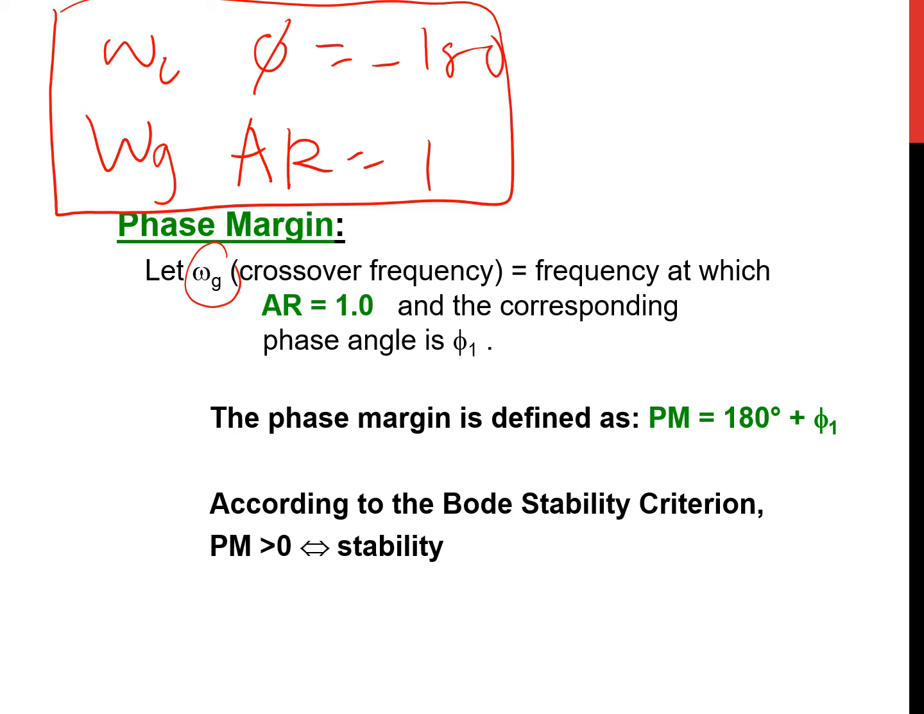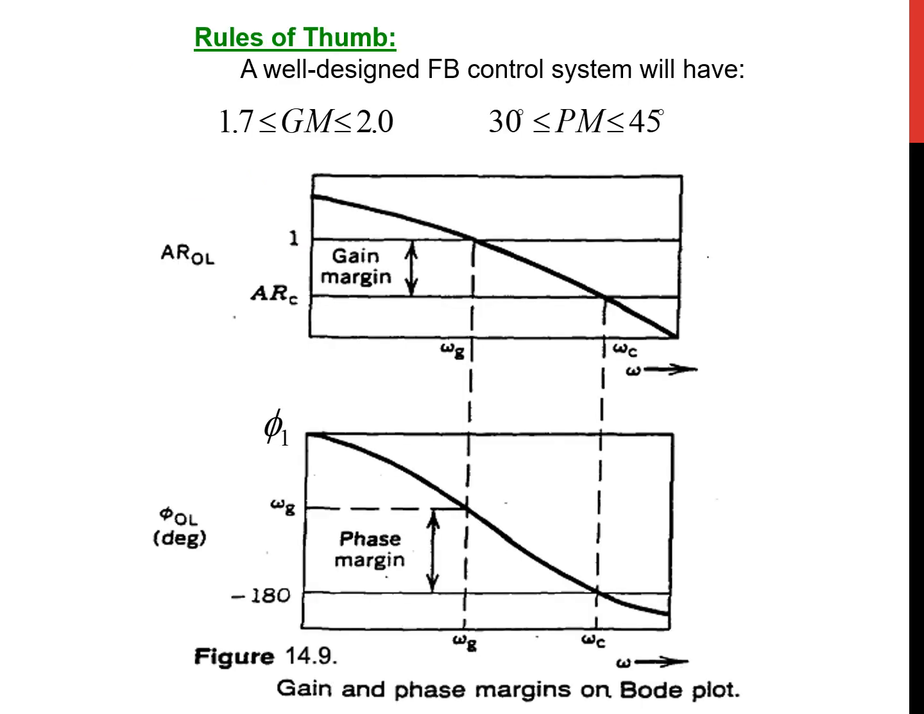The phase margin is defined by this: PM, which stands for phase margin, equals 180 plus the angle at WG. According to the criterion, the phase margin must be greater than 0 in order to ensure the stability of the closed loop system. So GM must be greater than 1, and PM must be greater than 0. That one is based on stability.